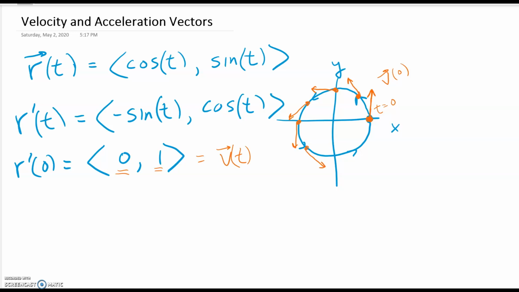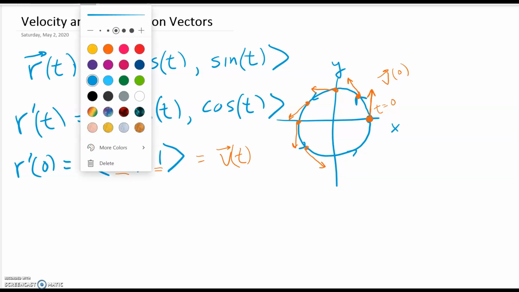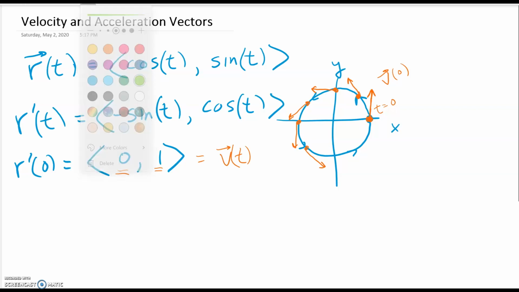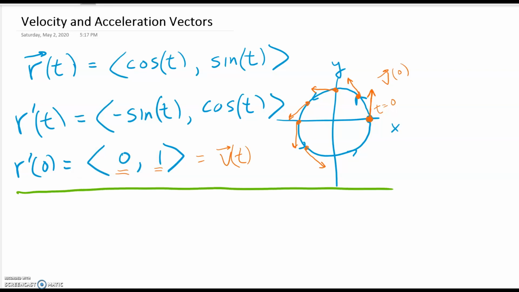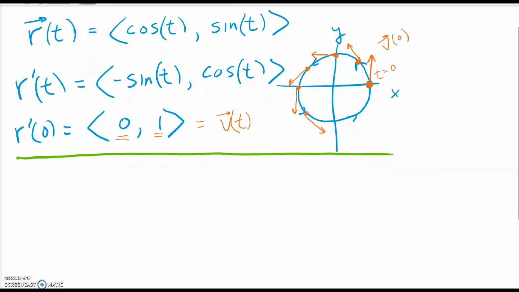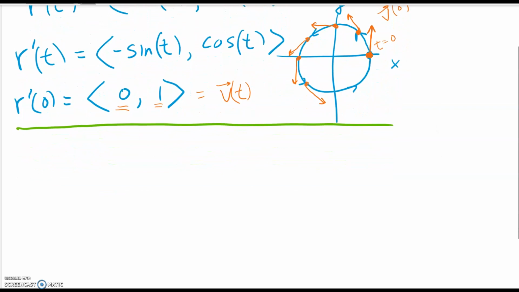Now let's talk about acceleration. All right, let's pick a new color for acceleration. I'll do green. All right. Now, acceleration. We know acceleration is change in velocity, but it's more than that when you have more than one dimension. So, hold on. There, I meant to write acceleration.